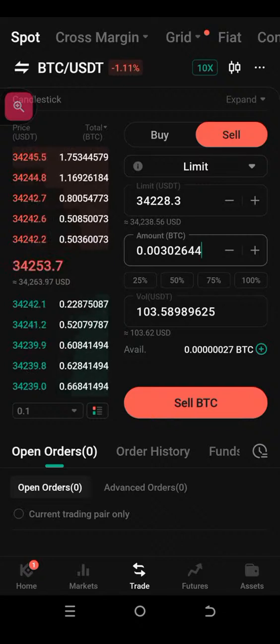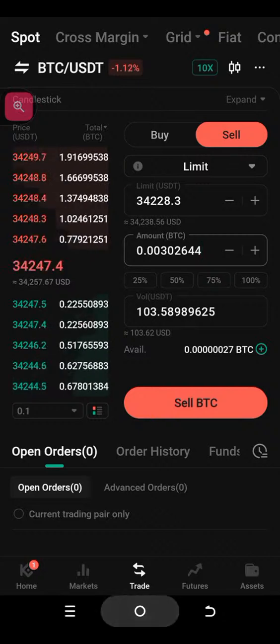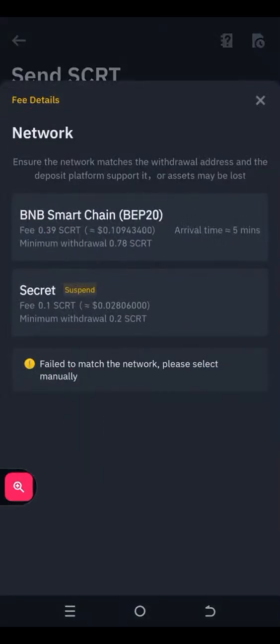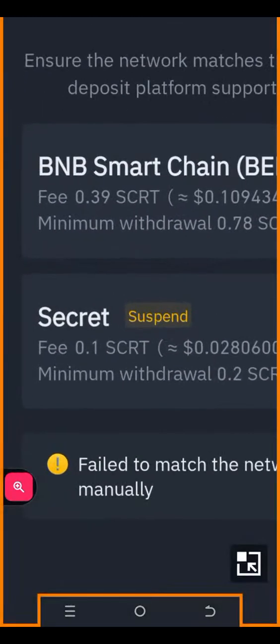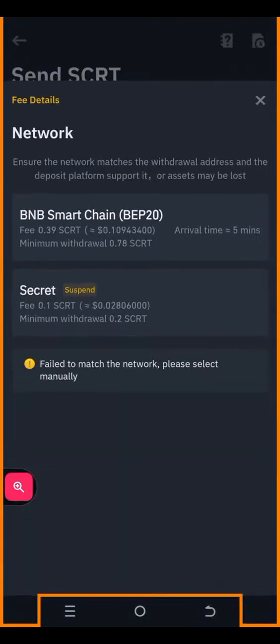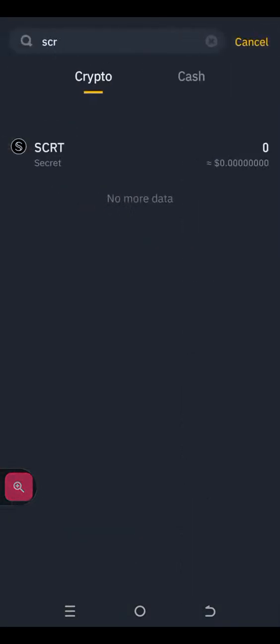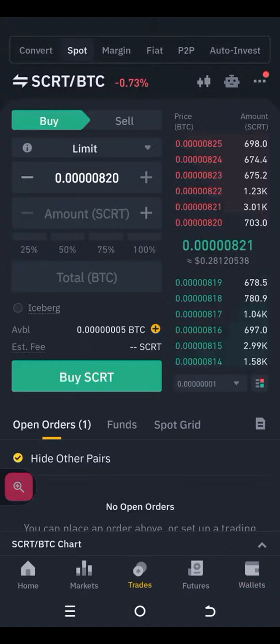Okay? Now we're here. And the only thing that's standing in our way is that we can't even withdraw this with Secret. Because the withdrawal network of Secret has been suspended. Can you see that? It has been suspended. So these are the pros and cons. Okay? Let me go back. This was supposed to be a profitable transaction. Okay? But what exactly stalled this transaction?